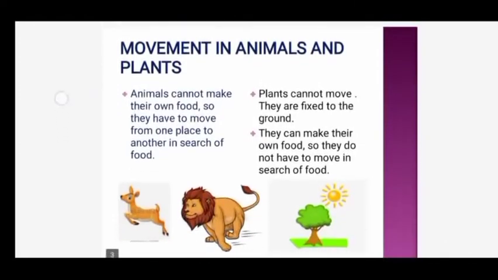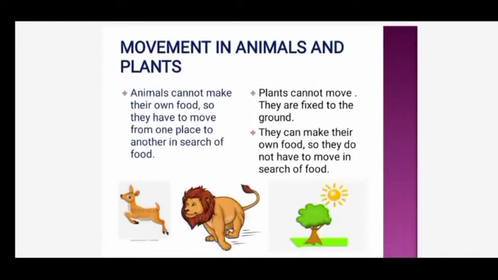Let us see movement in plants and animals. Animals cannot make their own food, so they have to move from one place to another in search of food. Whereas plants cannot move, they are fixed to the ground. They can make their own food, so they do not have to move in search of food.